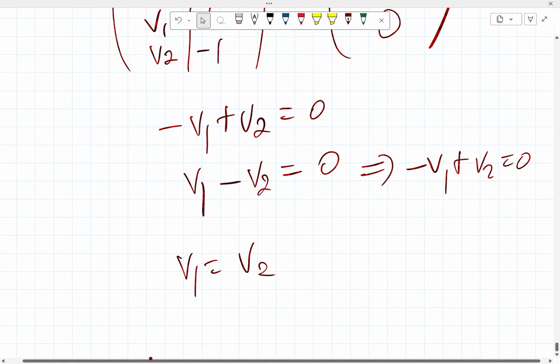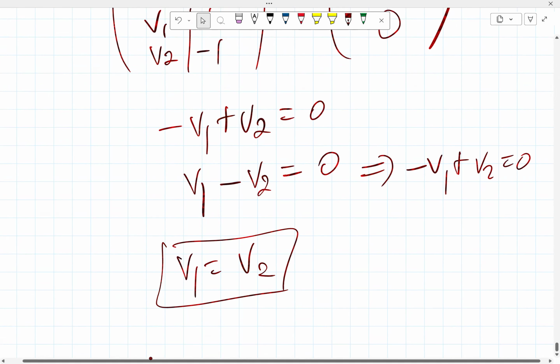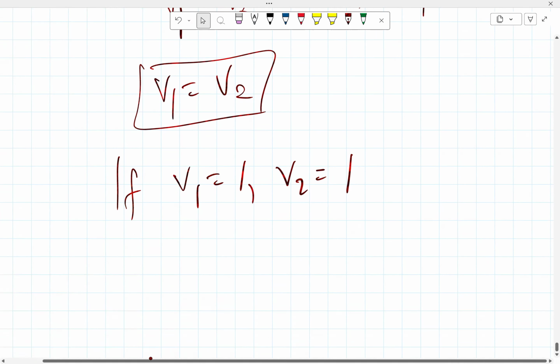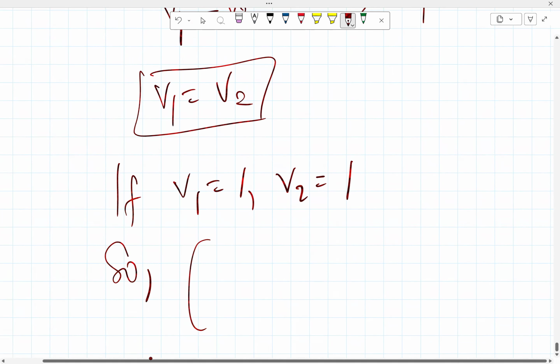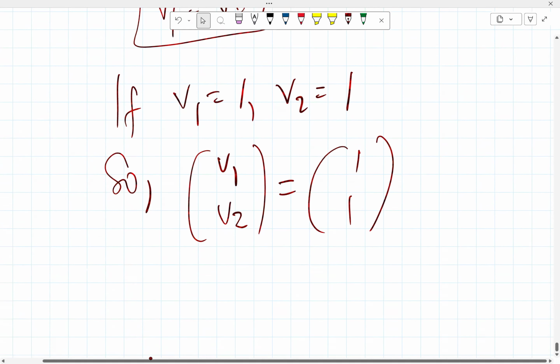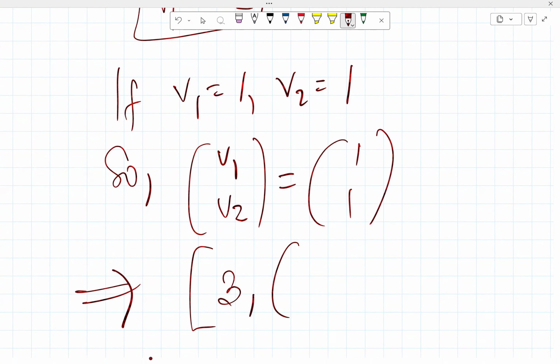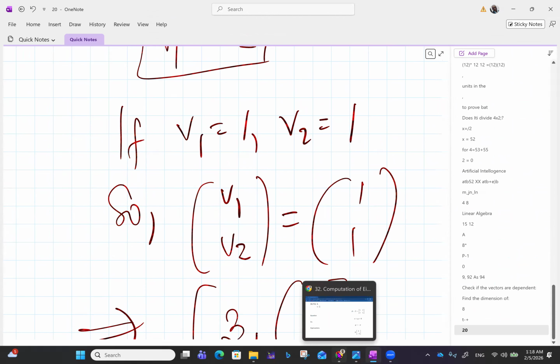Anyhow you look at it, v1 is equal to v2. So if v1 is equal to v2, what does that mean? If v1 is equal to 1, v2 is also equal to 1. So we have v1, v2 to be equal to 1, 1. And that implies that when lambda is 3, when the eigenvalue is 3, the eigenvector is 1, 1, basically. So that's the idea about eigenvalues and eigenvectors.